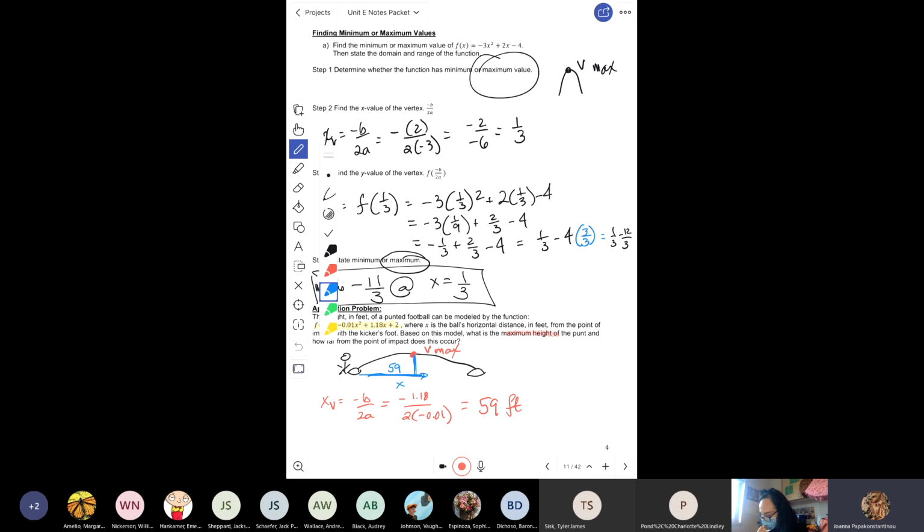But now I have to figure out what that maximum value is. So I'm going to substitute back into the function 59 feet for the x, and I'm substituting this into the calculator. And you tell me what the height of the ball is.